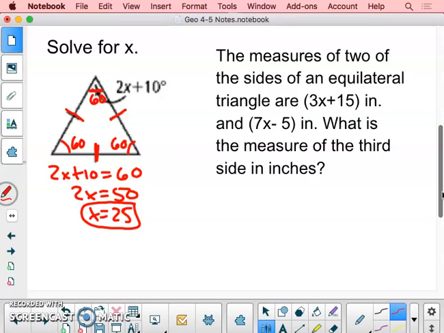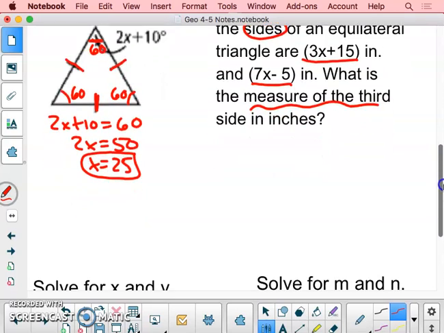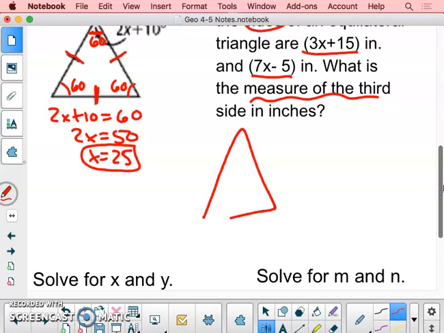Okay. This one says the measures of two of the sides of an equilateral triangle are 3x plus 15 and 7x minus 5. We want the measure of the third side in inches. So if I were to draw a picture of this one, two of the three that are all the same are 7x minus 5 and 3x plus 15. What I know about the sides of this triangle is that they are all congruent to each other, which means I can find x by setting these two equal to each other.